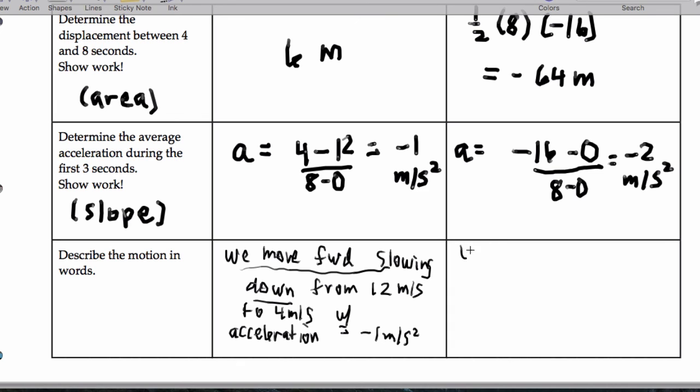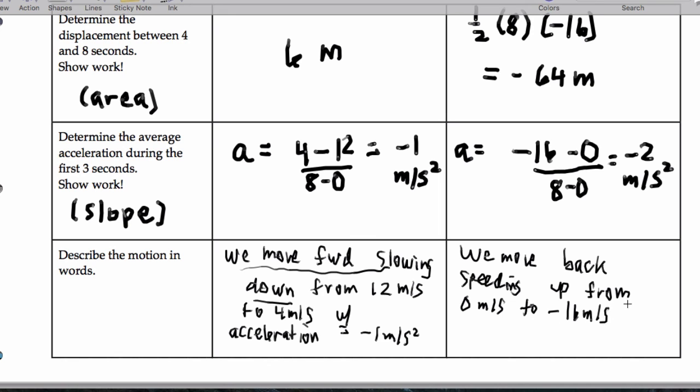This one, we move backwards, speeding up from 0 meters per second to -16 meters per second, okay, with acceleration equal to -2 meters per second squared. And again, I would be okay with we move backwards speeding up as the answer. So that is part 2 of your practice exam.